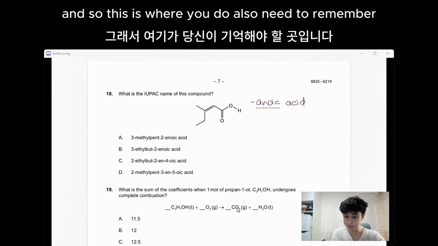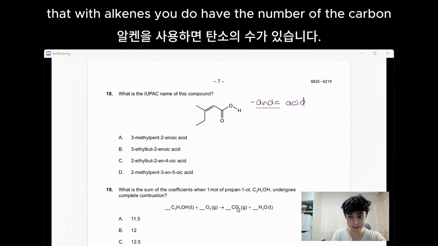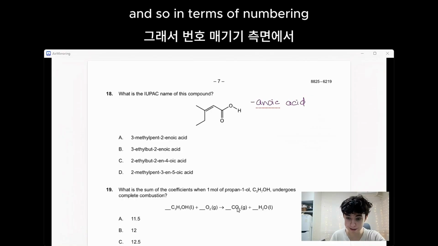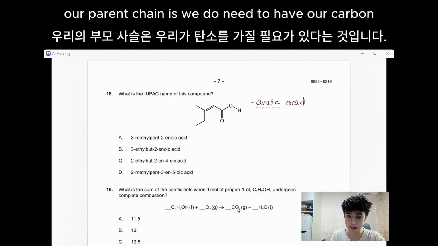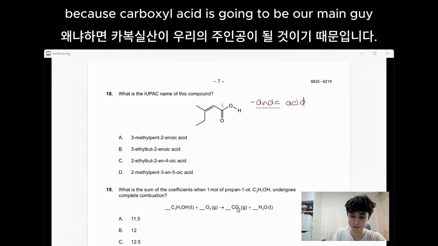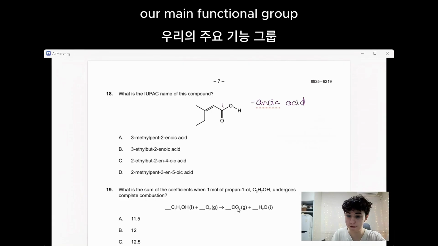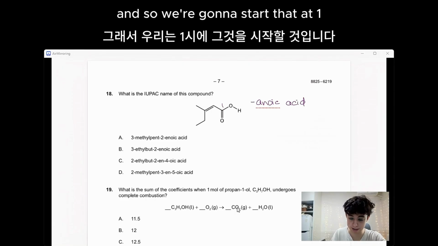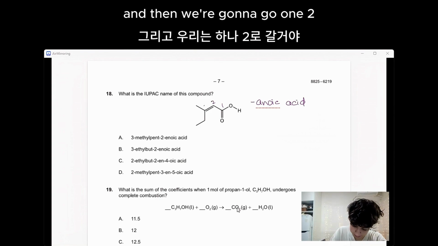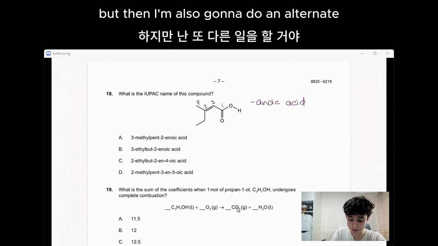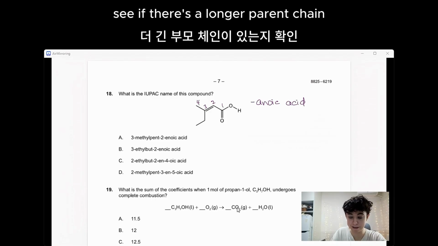And so this is where you do also need to remember that with alkenes, you number the carbon-carbon double bond in the middle. In terms of numbering for our parent chain, we do need to have our carbon 1 starting at our carboxylic acid, because carboxylic acid is our main functional group that has the highest priority. And so we're going to start that at 1, and then go 1, 2, 3, 4. At first I'm going to do that, but then I'm also going to do an alternate and see if I can number any other way to see if there's a longer parent chain.